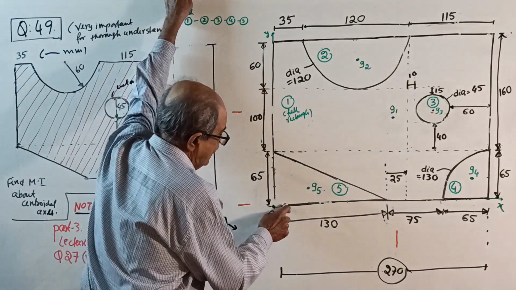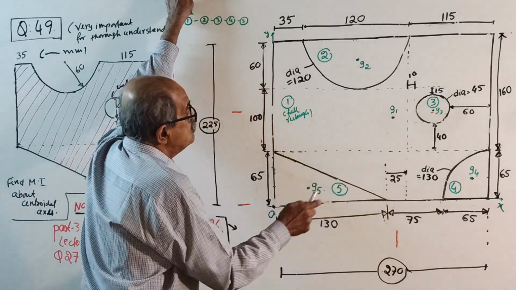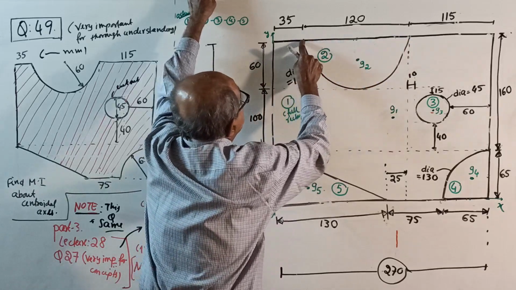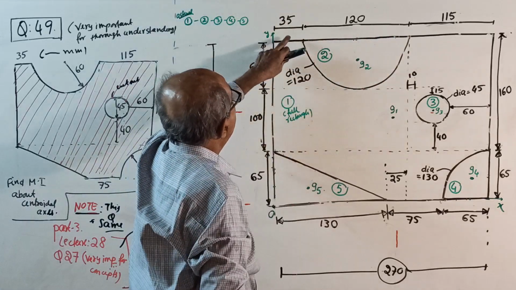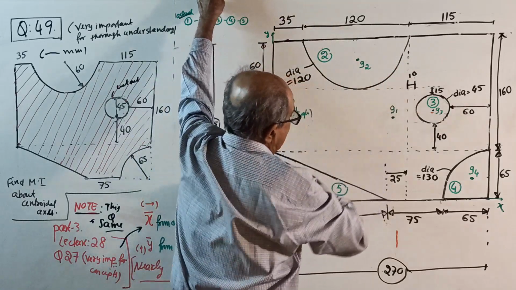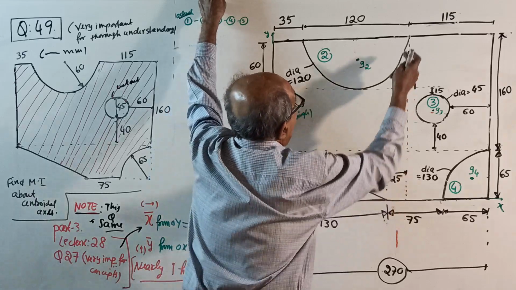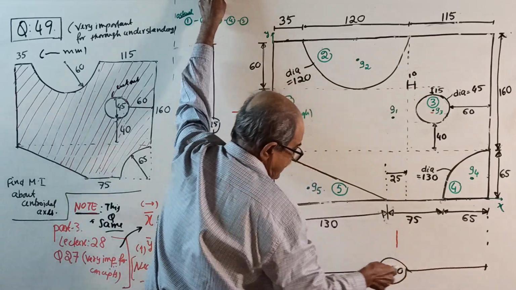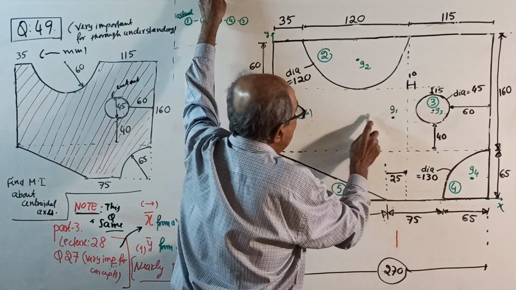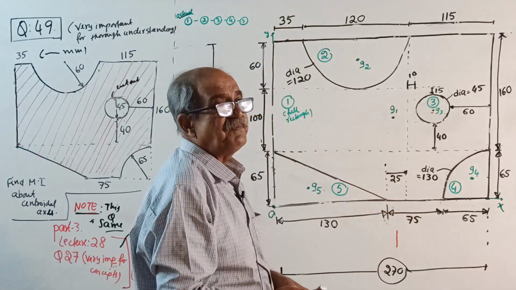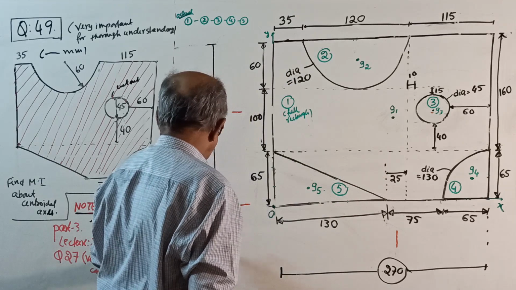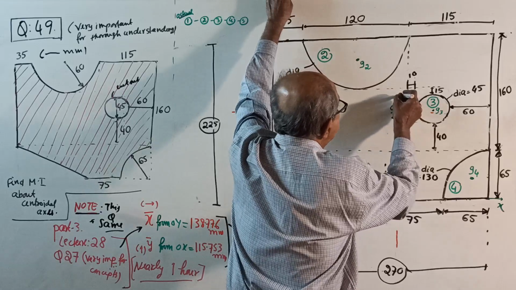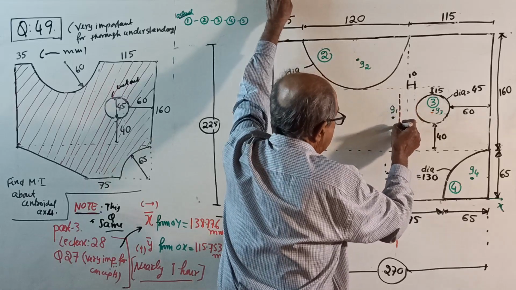X bar is 138.776. See, 130, a little more. From here to here is 35 plus 120, it is 155. So it is before that one, after this one and before this one. But one more thing, G1: this is 270, and 270 by 2 is 135. We got X bar 138.776, so it is slightly after G1. See, after G1.